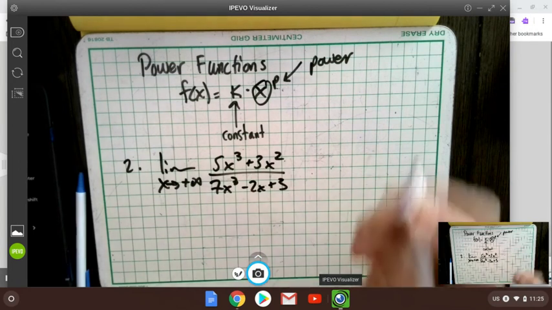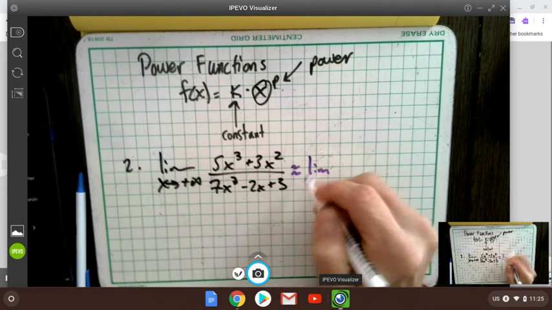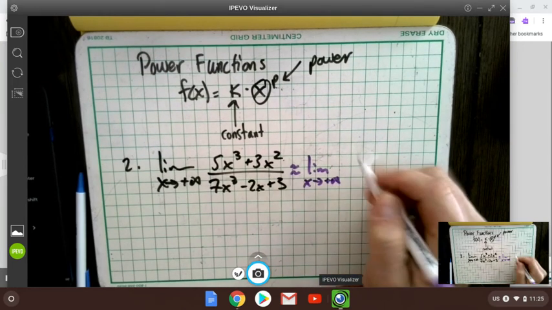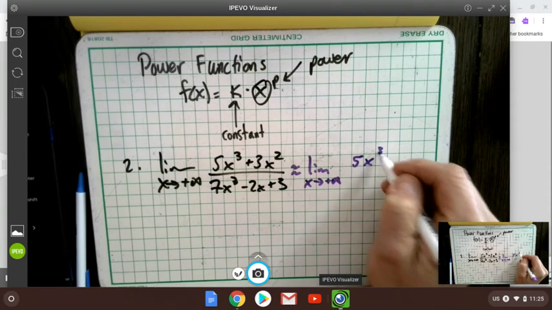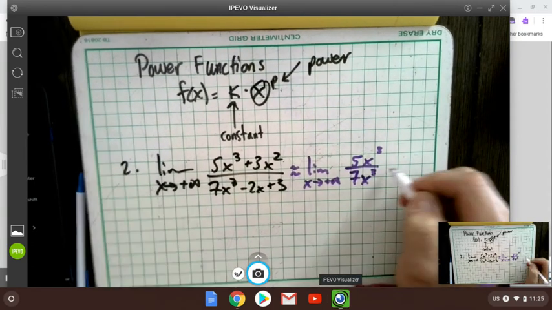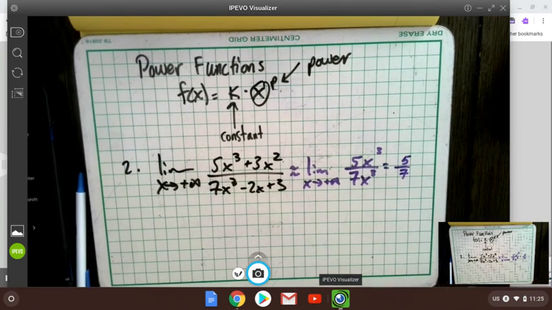So the answer to this problem is really, I'm not going to use the exact equal signs because it's not exactly equal to, but it's pretty much this function is behaving like its lead term in the numerator over its lead term in the denominator. And if we do that, the x cubes will cancel out, and I'm going to get 5/7.